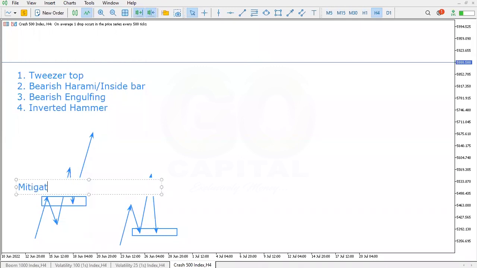Mitigation block. Okay, all right, so that is the mitigation block. Can I reduce the size of the text? Okay, yes, I can reduce it. All right, so that's the mitigation block. Okay, right here, that's the mitigation block right there, this one.